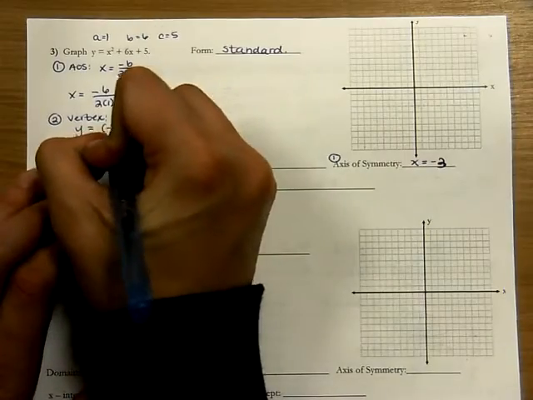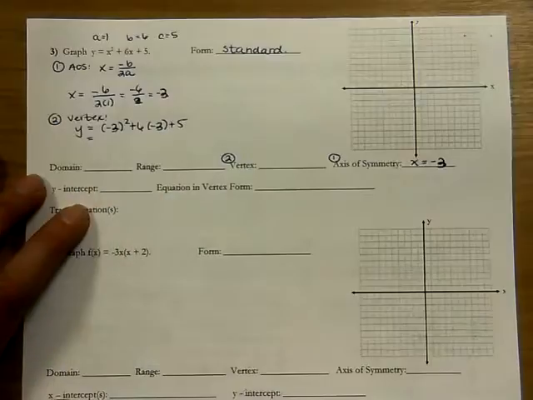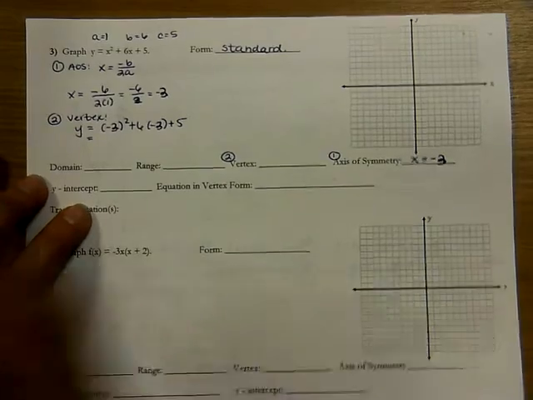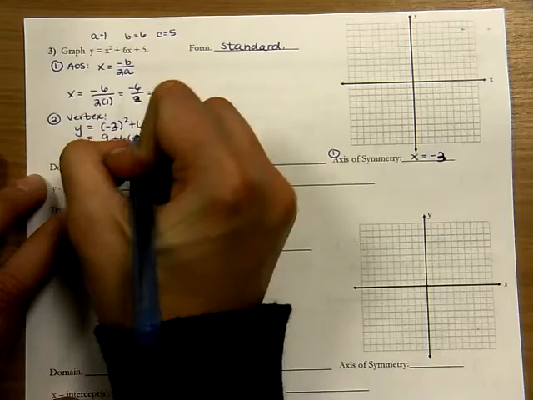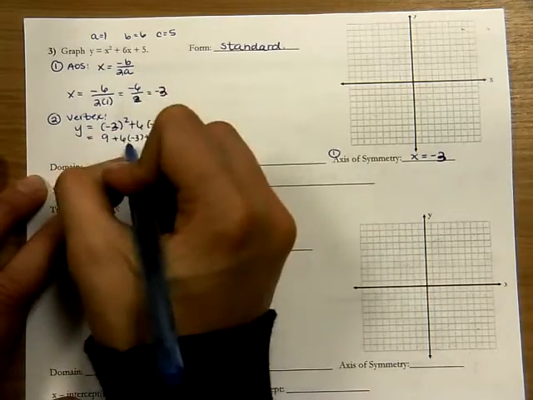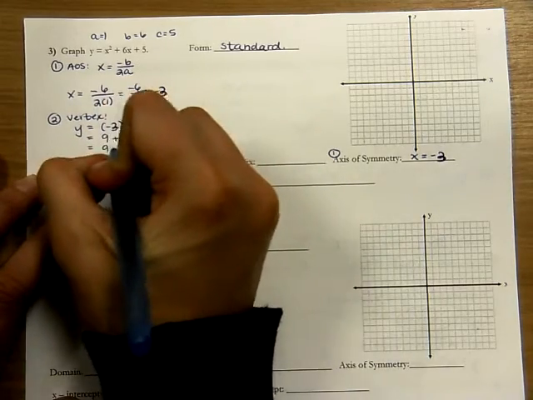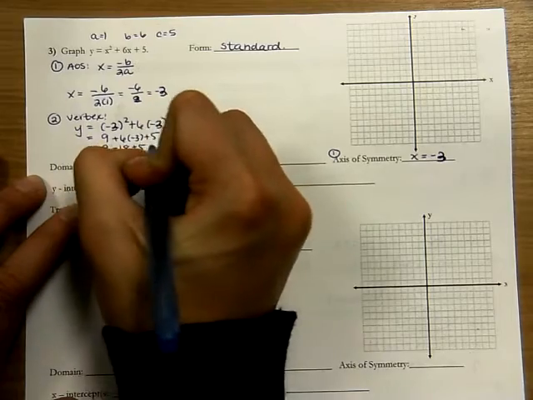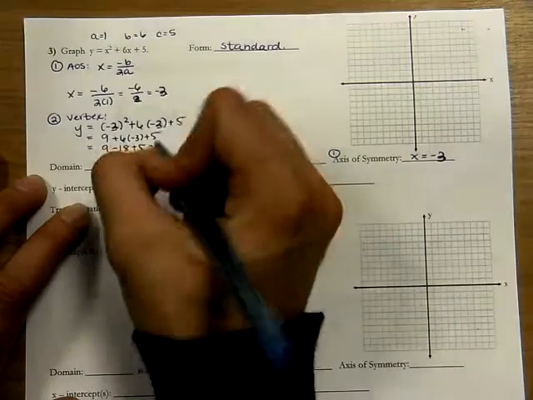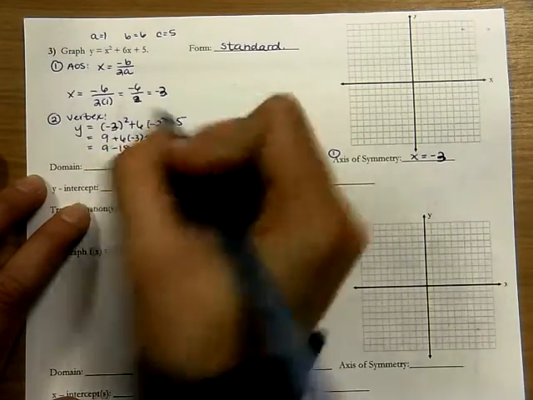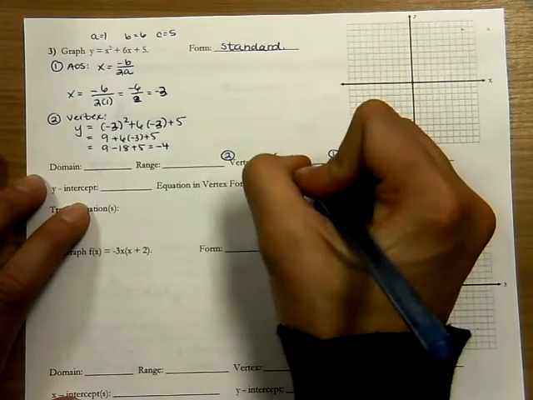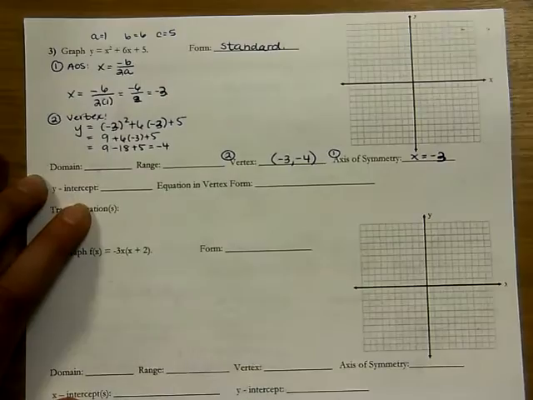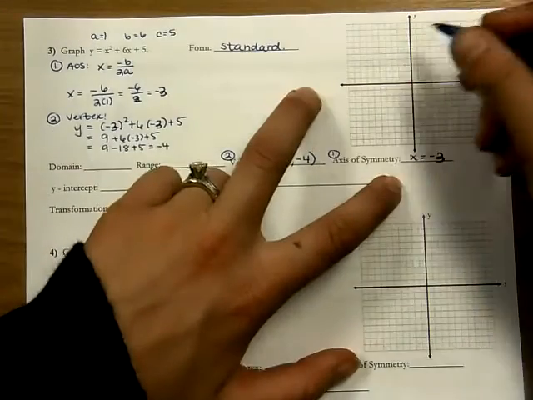So now I'm substituting negative 3 for x. All right. So negative 3 squared is a positive 9. Now I do my multiplication. 9 minus 18. And when I add all those terms up, I get a negative 4. So my vertex will have an x coordinate that is the same as the axis of symmetry. And there's my y coordinate, negative 4. So I can plot that point.